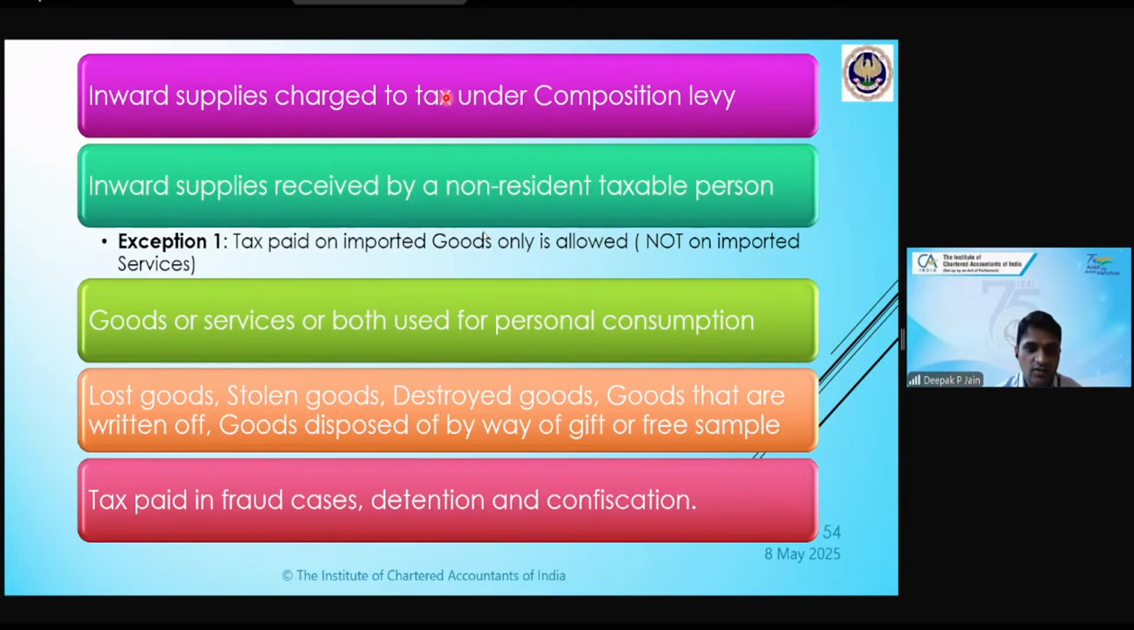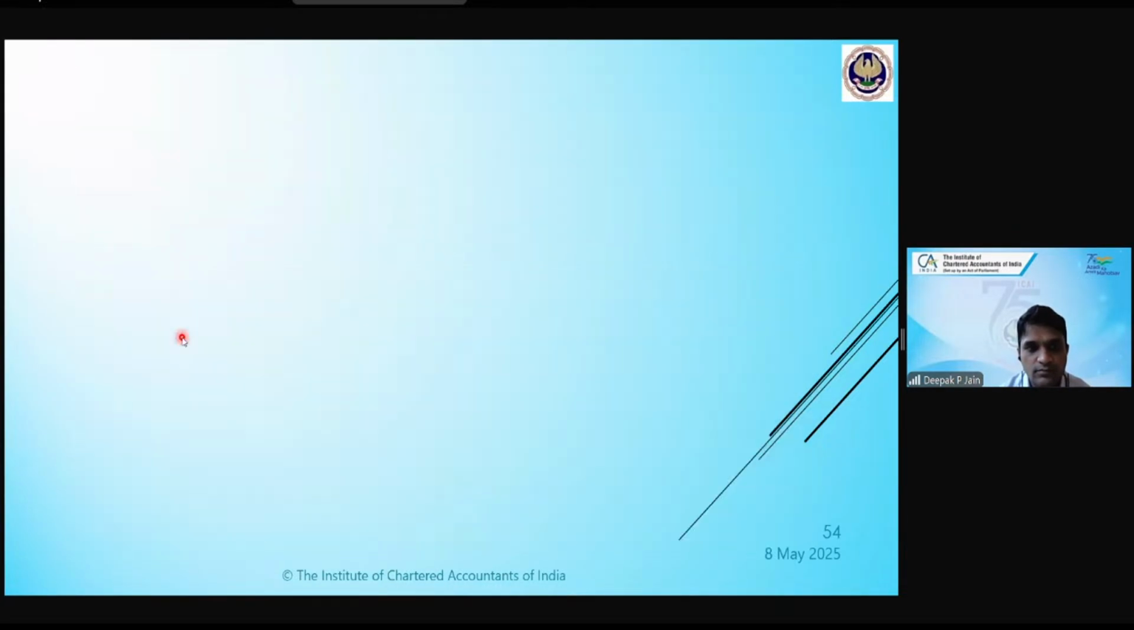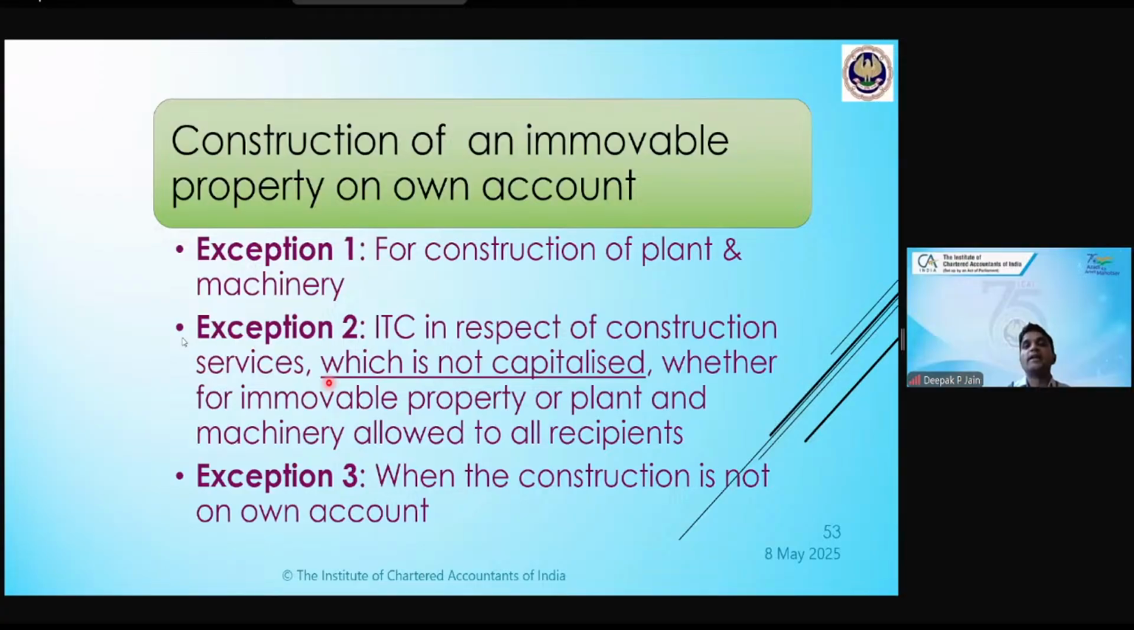Exception 3 on construction of own account. Okay. The third exception is when the construction is not on own account, that is on somebody else's account. You are doing the construction for somebody else, when you are into the business of construction. That is the meaning of the third exception.